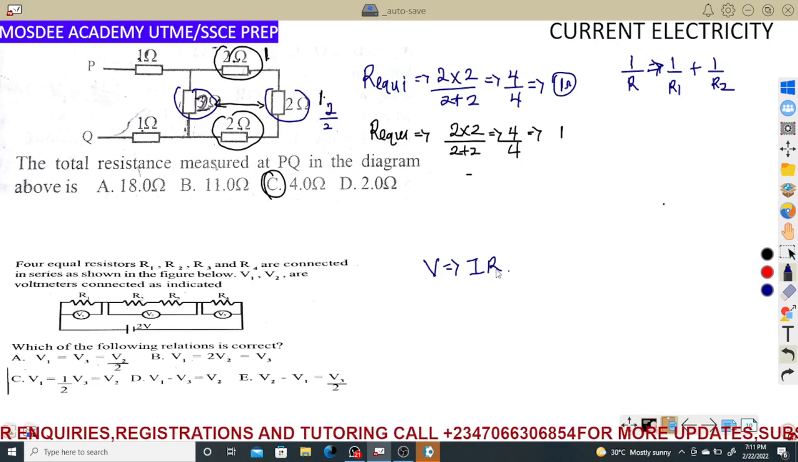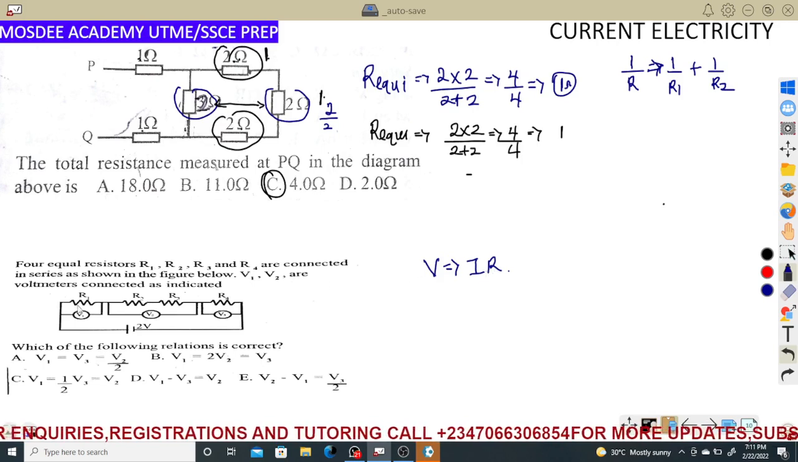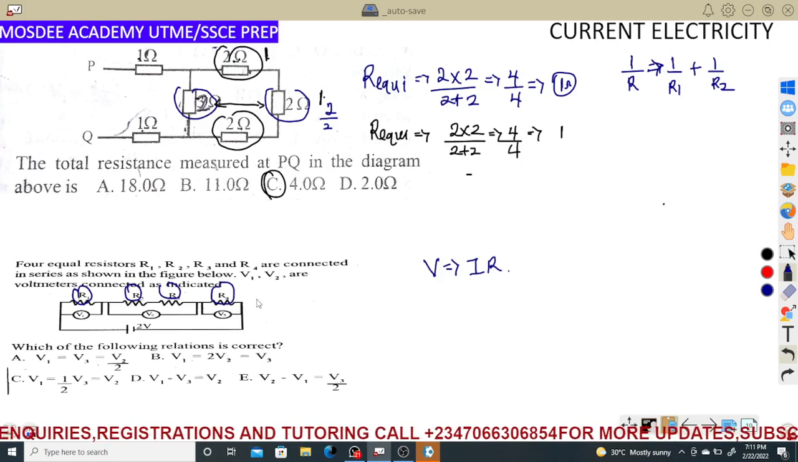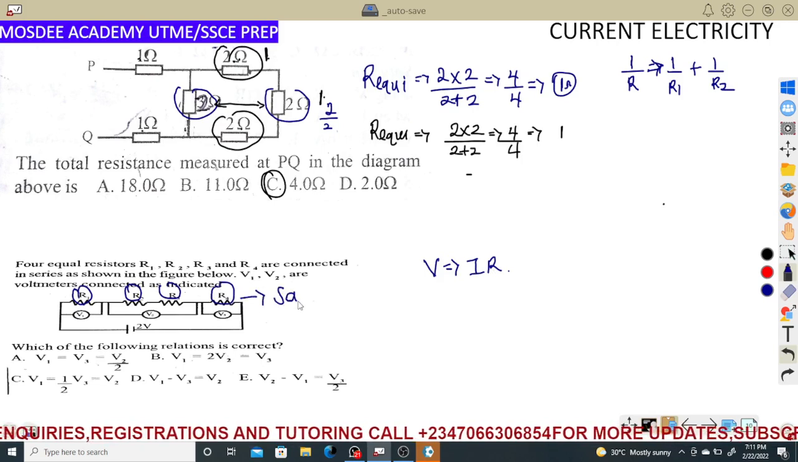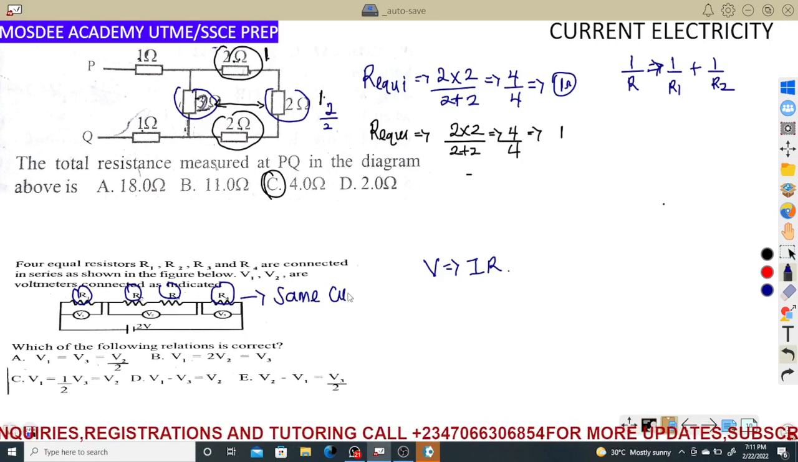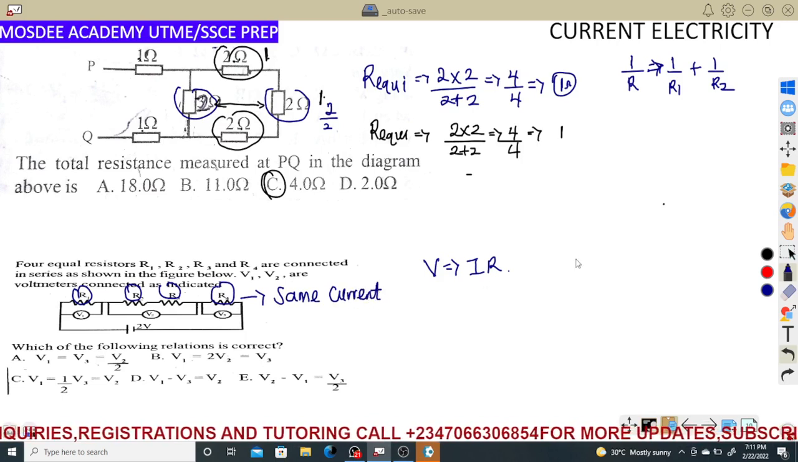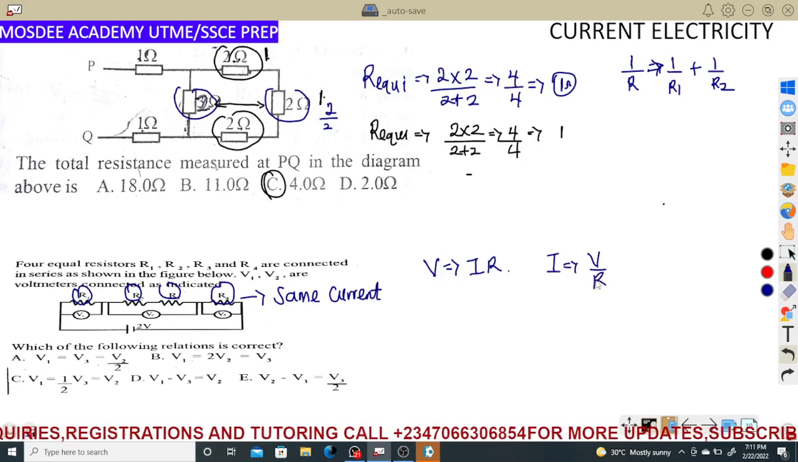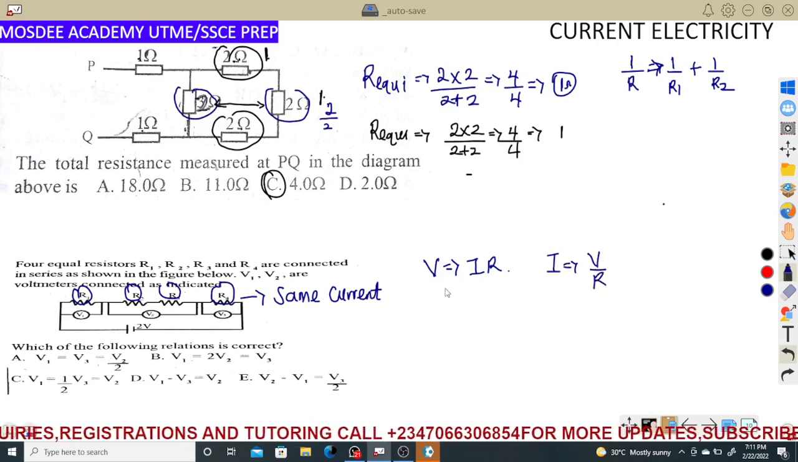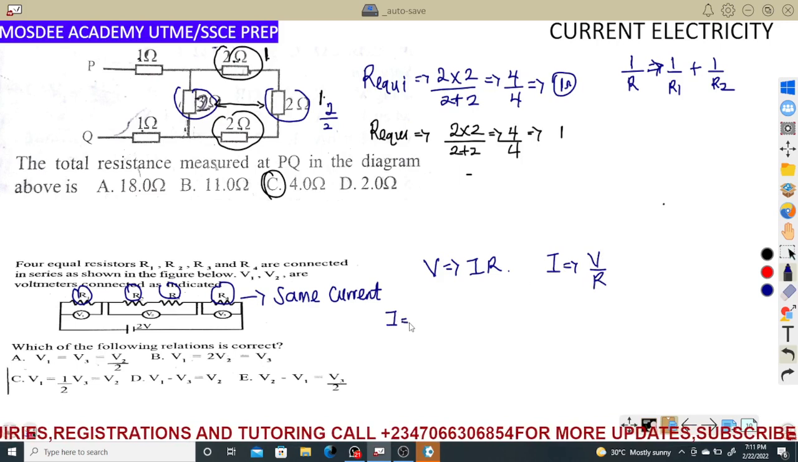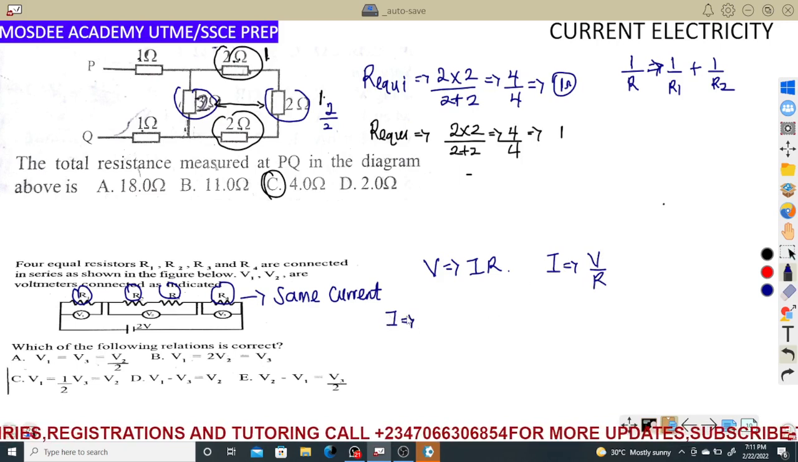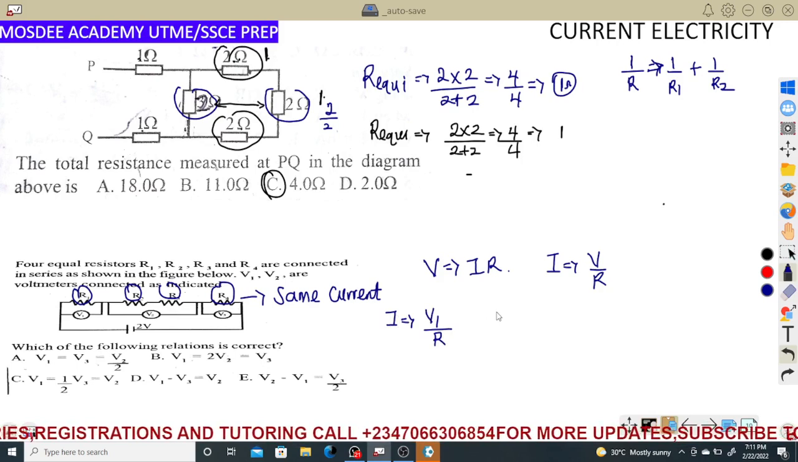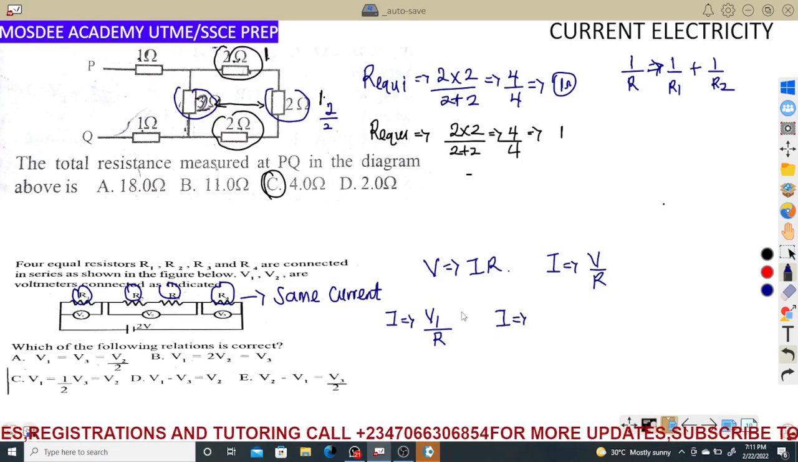So you know what I'm going to do, my dear students. So far the resistance is equal, and all these resistors are connected in series. What did I tell you about series connection? Same current will pass through them. Current is the same. So I is equal to V over R. So the same current. So let's get each of them. The current in the first one is the same thing as the current in the second one. The first one is V1 over R. They say the resistances are equal. The second current is also equal. Look at this one.